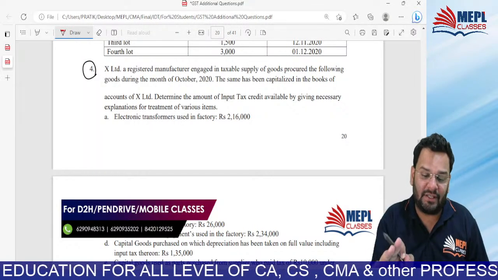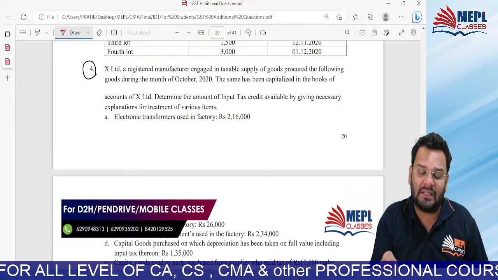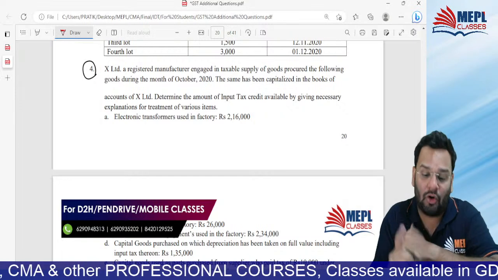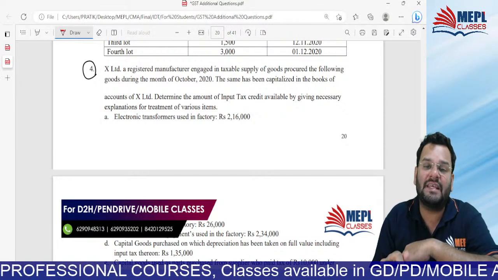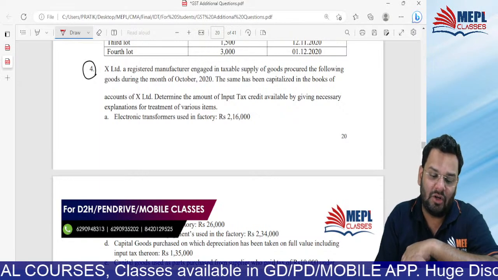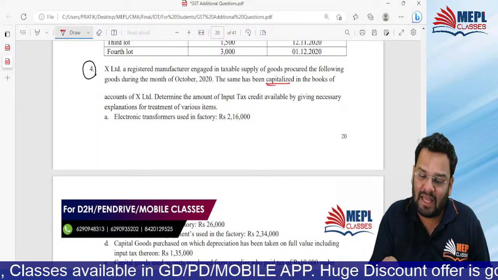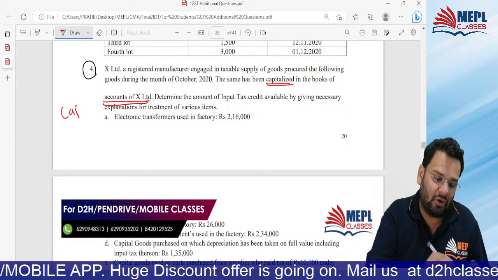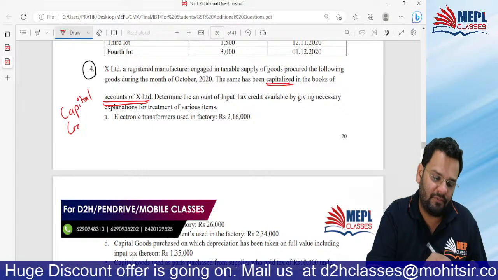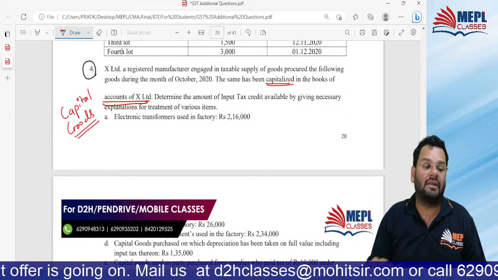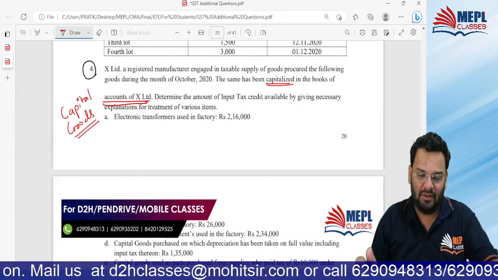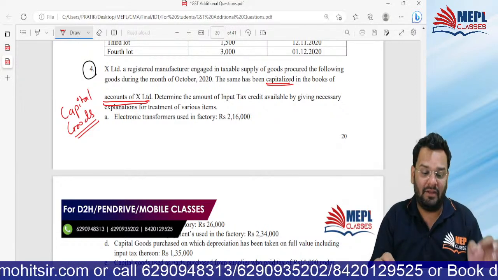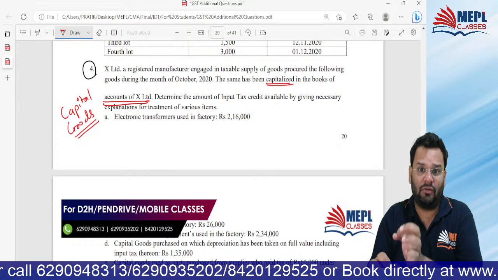X Limited, registered manufacturer, engaged in taxable supply of goods, procured the following goods during month of October 2020. Same has been capitalized in the books of accounts of X Limited. See, same has been capitalized in books of accounts means all these goods we are talking about are capital goods. So yes, you can claim ITC. There is no issue. Determine amount of ITC available by giving necessary explanation for treatment of various items.